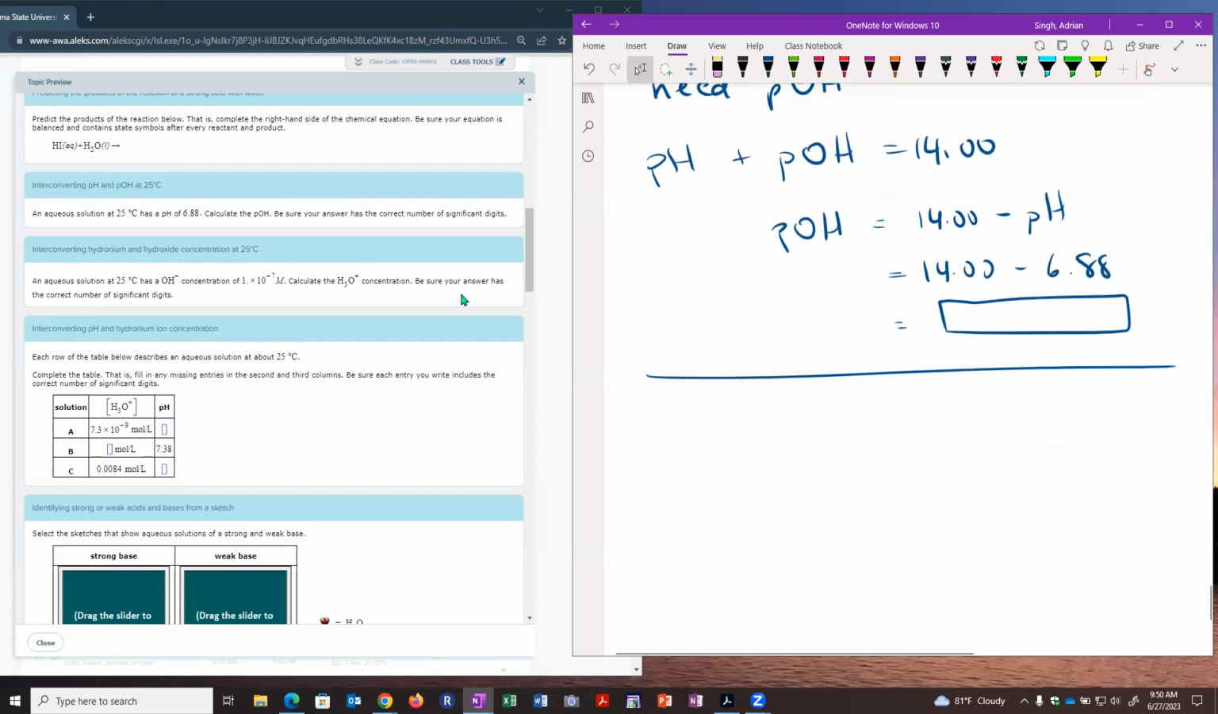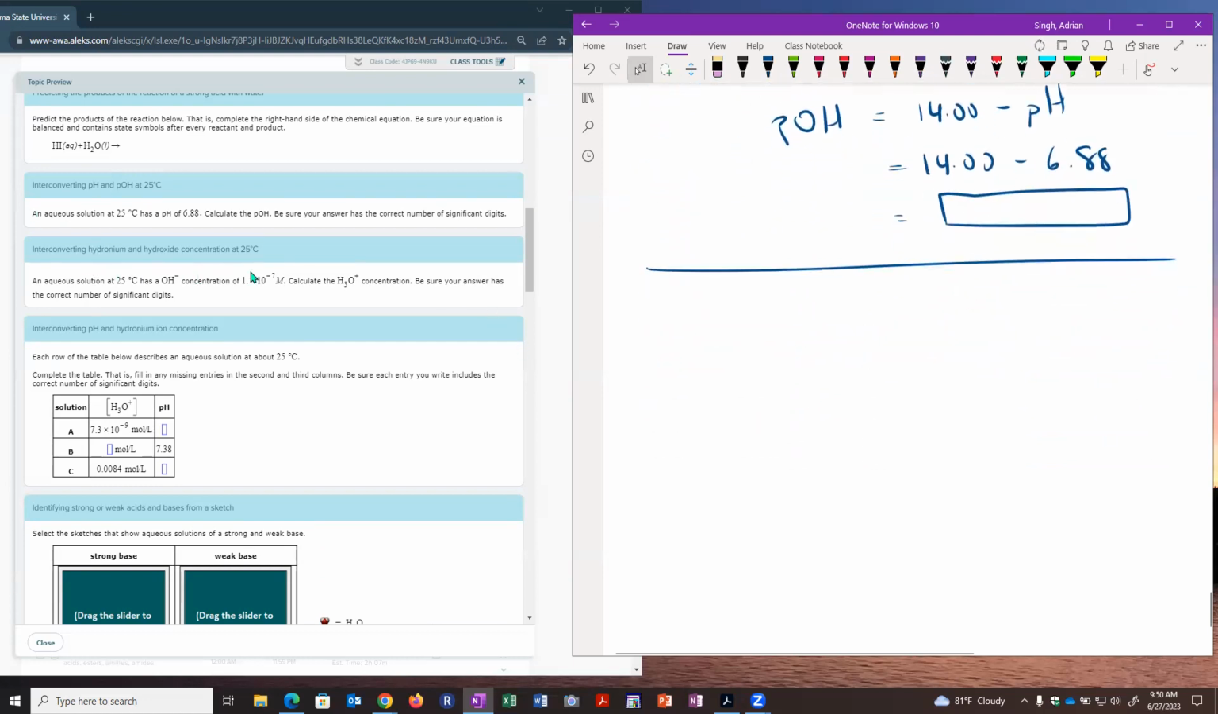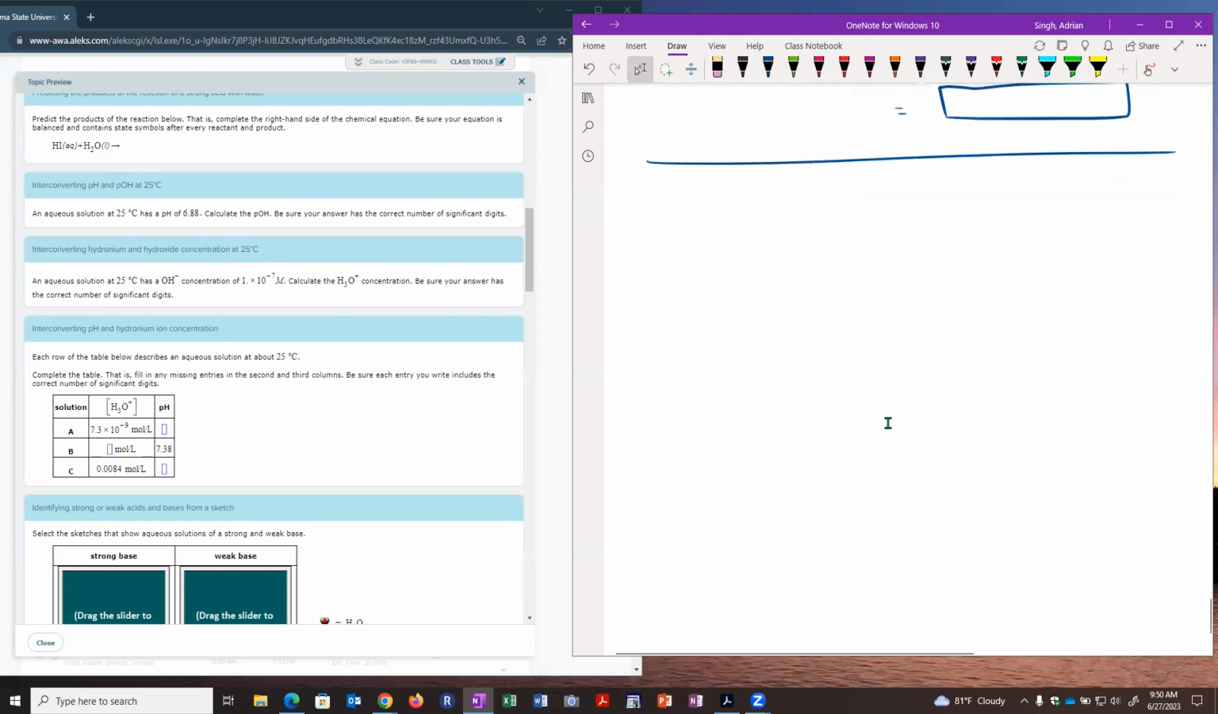All right, so here we have interconvert. The next one was interconverting hydronium and hydroxide concentration at 25 degrees Celsius. And again, the temperature is just specified. So it says the concentration of hydroxide. Remember, square brackets mean concentration of 1 times 10 to the negative 7 molar. And we need to calculate the H3O plus concentration.